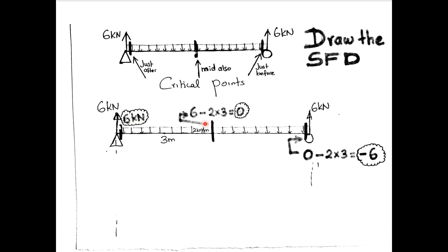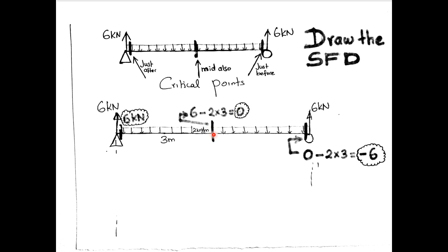Next critical point is this one, the midpoint. This 6, minus this area, 2 into 3. Because it's a downward force, we consider left to right techniques, therefore downward force is minus. Therefore 6 minus 6 is 0. Shear force at the center of the beam is equal to 0.